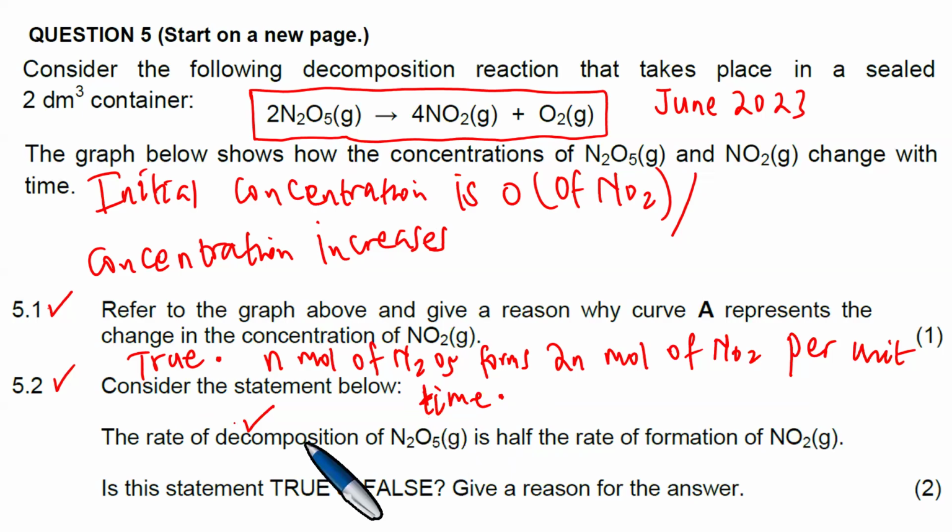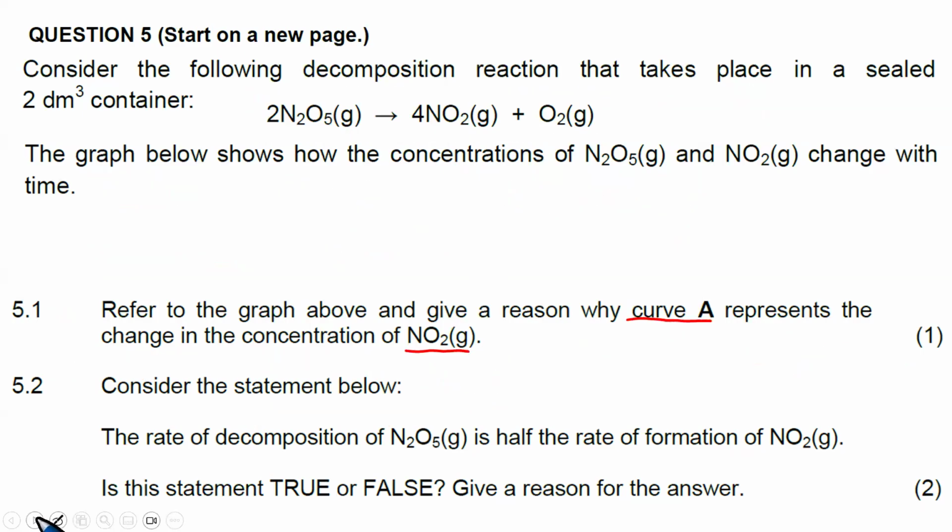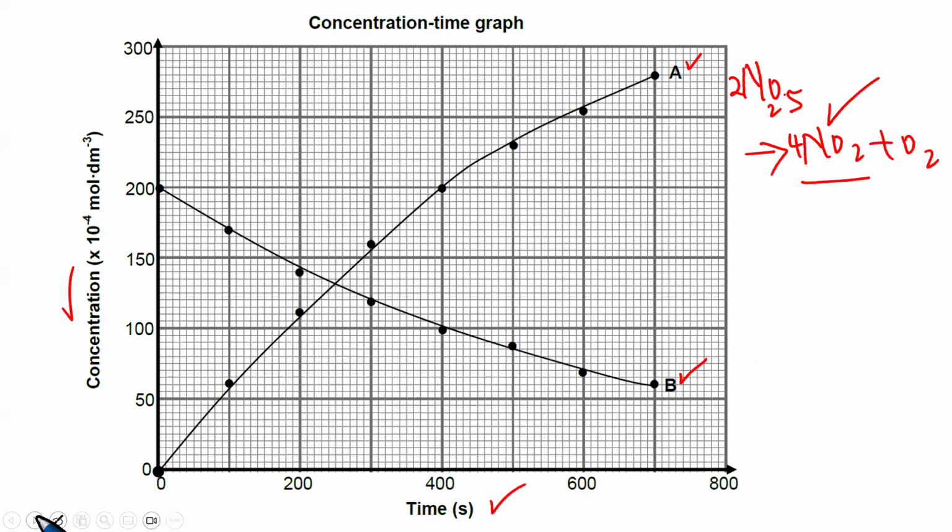So yes, indeed, it is true that the rate of decomposition of N2O5 gas is half the rate of formation of NO2 gas. For 2 marks there, we're done. Let's move to the next question.